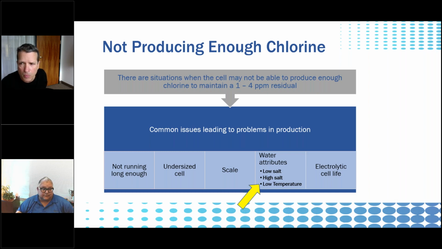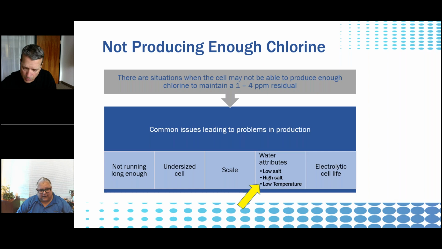The other thing is low temperature. And low temperature is something that we overlook sometimes, but most cells don't activate or kick on until the water's between 65 and 70 degrees. Again, that changes a little from cell to cell, but when you open a pool in the spring and you flip that salt cell on, it's probably not generating any chlorine. So when you open, if that's what you're relying on to keep the pool clear, you're about to have a cloudy pool because you're not creating sanitizer.